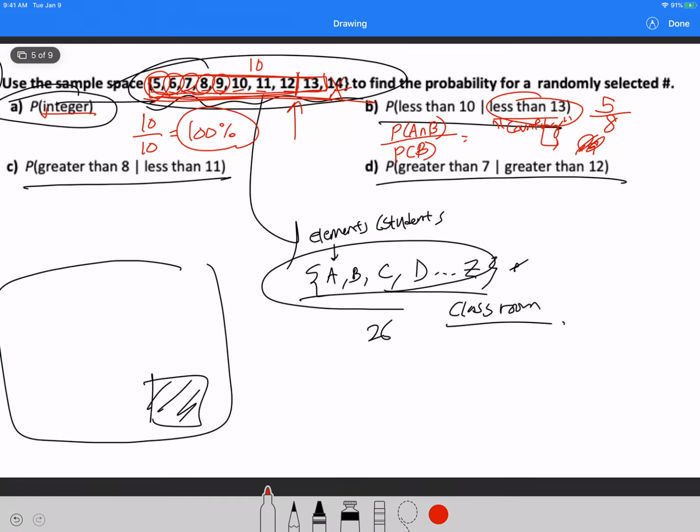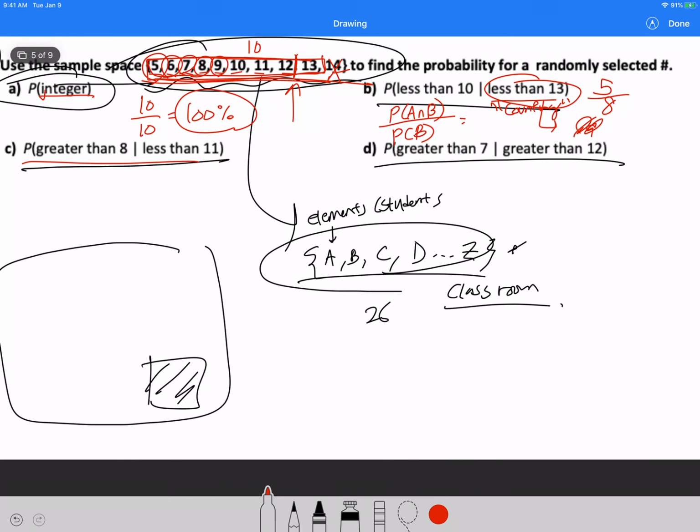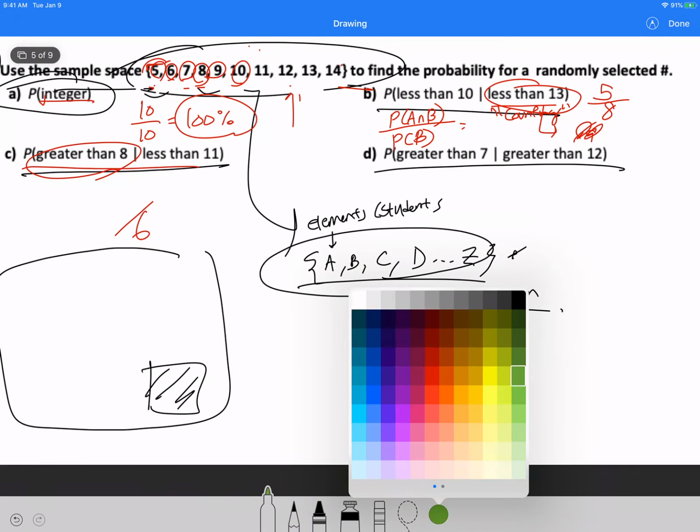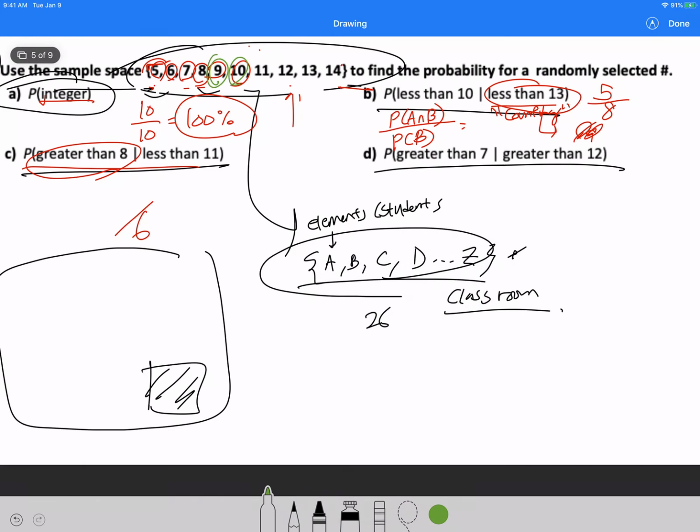Next question. Greater than 8 and less than 11. So I'm going to erase all this right here. First of all, we want to find out how many of them are less than 11. 10, 9, 8, 7, 6, 5, that's 6. Like I said, it's better to count because we have the list of elements. Greater than 8. So how many of them are greater than 8? 9 and 10. So it's 2 out of 6, which is 1 out of 3.